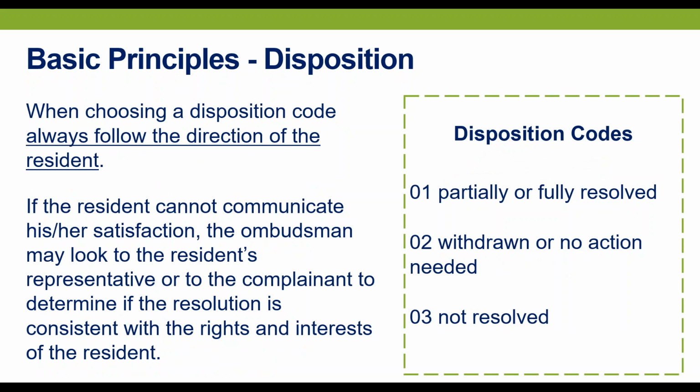The number of disposition codes, meaning the final outcome of the complaint, were reduced from 7 in the current NORS to only 3 codes, and those are partially or fully resolved to the satisfaction of the resident, resident representative, or complainant; withdrawn or no action needed by the resident, resident representative, or complainant; and not resolved to the satisfaction of the resident, resident representative, or complainant. When choosing a disposition code, you always need to follow the direction of the resident, and we'll speak to how to proceed if the resident can't communicate his or her satisfaction on the next slide. Next slide, please.